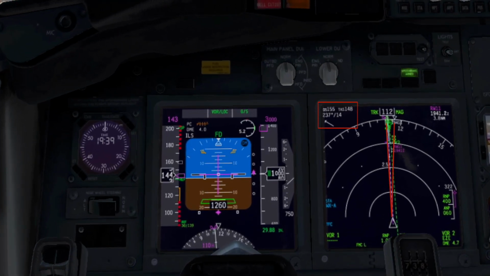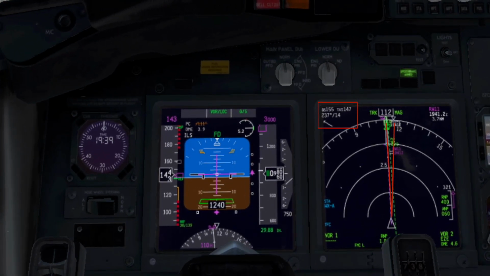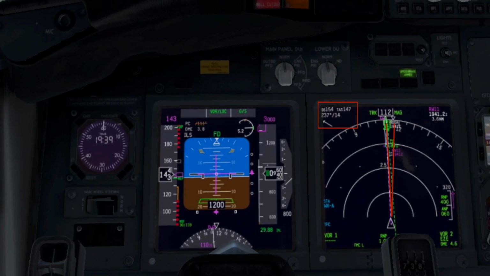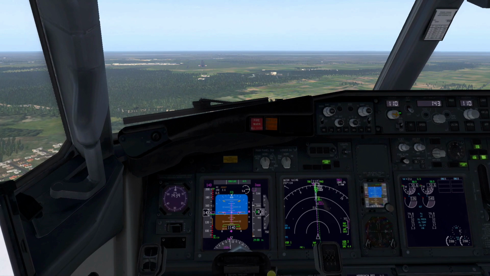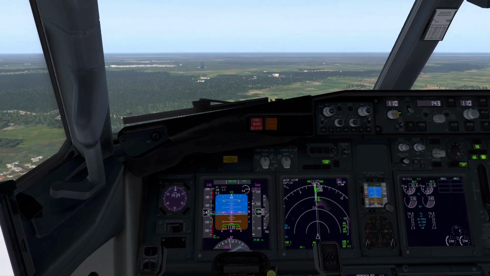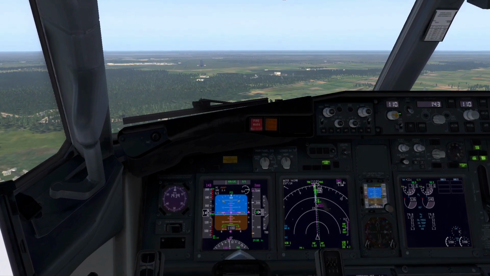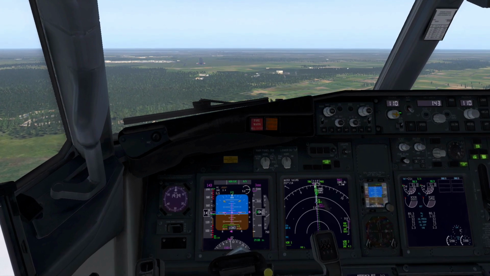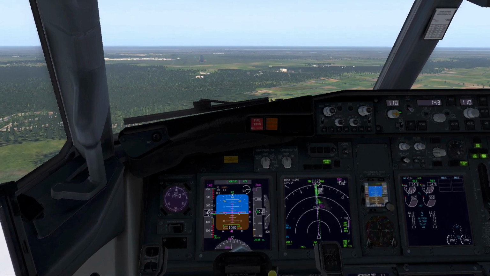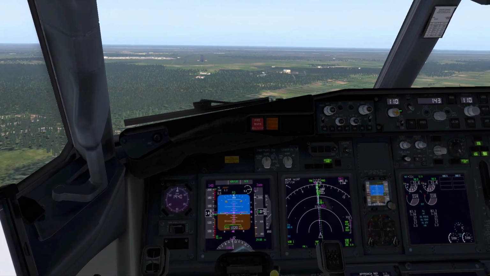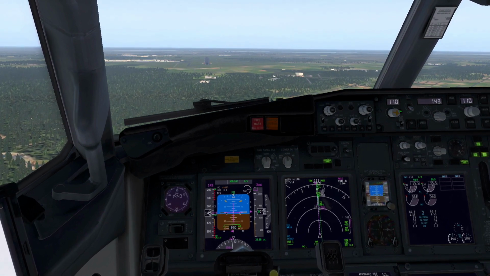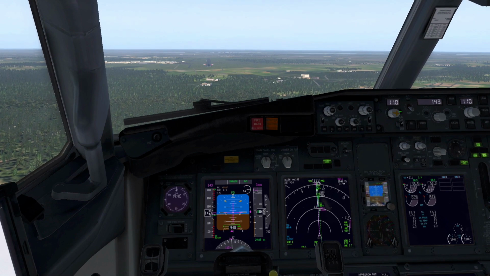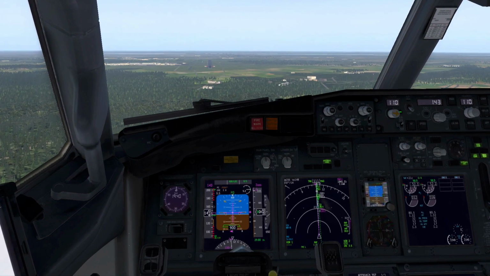So right now we're at approximately a 6 degree crab angle to the right. So when we flare the aircraft, we want to push the left rudder in this case to align the aircraft with the runway so we don't touch down with a crab. When we apply the left rudder, the aircraft will want to roll to the left. So make sure you apply cross controls. So we're going to bank to the right a little bit in this case.